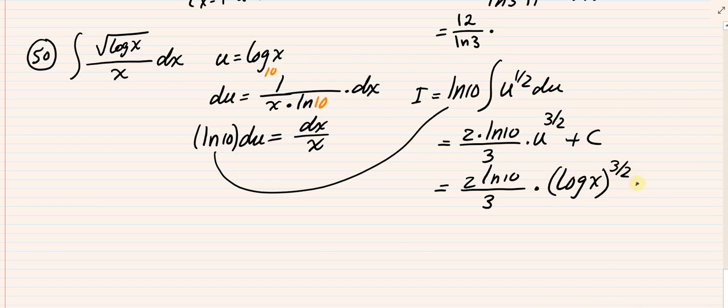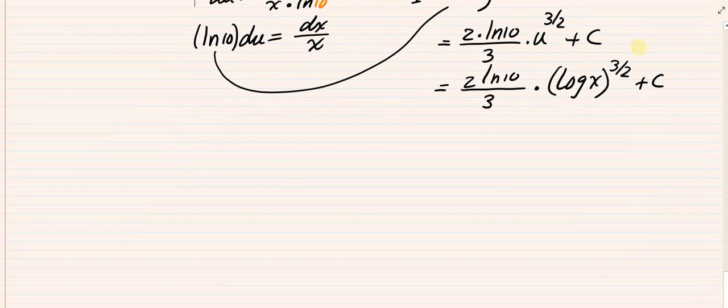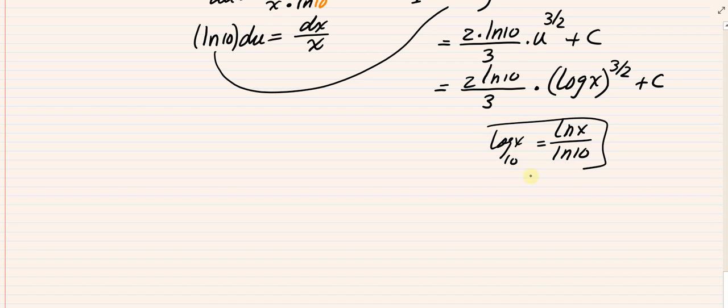I just changed my substitution for u, which is common log. There you have it. Now if you want, this is fine, this is good. But if you want, for the die-hard, you can change the common log here to ln of x over ln of 10. That's log x in base 10. You can do that.